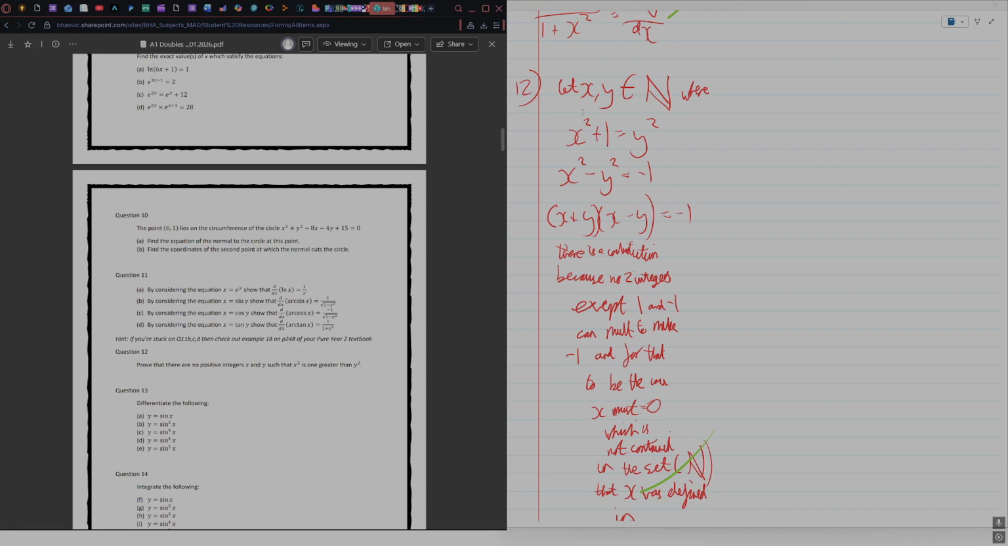Then you write out the equation they asked you to. And then here is just a classic case of difference of 2 squares. And then here you just say that there's no 2 integers that multiply to make negative 1.